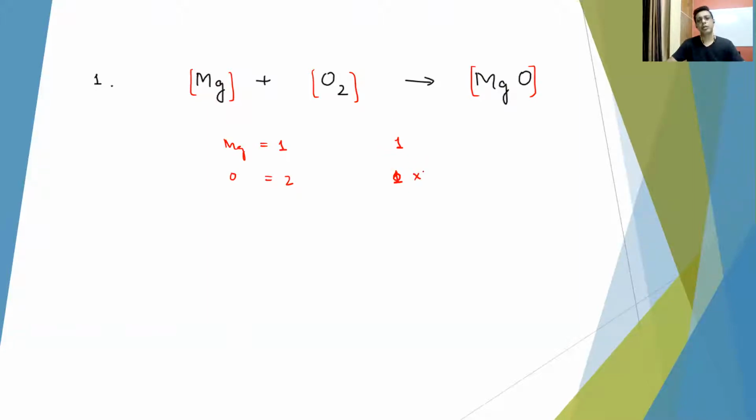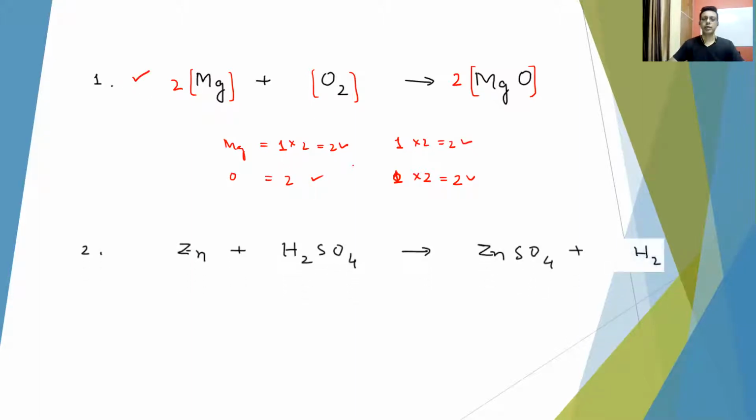Oxygen is not balanced. So multiply 2 here, oxygen becomes 2. So if you place 2 here, magnesium also becomes 2. And left hand side you have 1 magnesium. So place 2 here. So magnesium also becomes 2. Now magnesium is balanced. Oxygen is balanced. That means your equation is balanced.